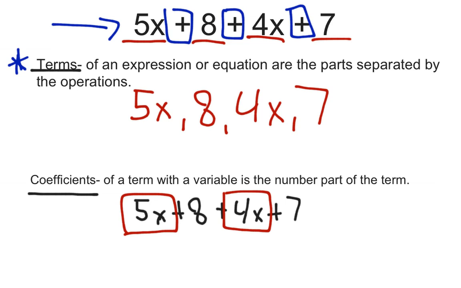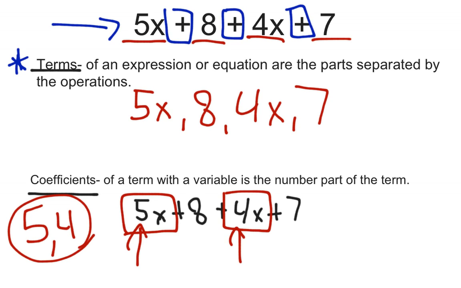Well, if I look at 5x as a term here, what's the number part of the term? The 5 is. Okay? That's a 5. And the 4x, what's the number part of that term? The 4. So the coefficients in this case are just the 5 and the 4. So when they ask for coefficients, you do not write down 5x. That entire thing is not a coefficient, because we know the x is called a variable. That 5 is called the coefficient. So we're looking for just that number.